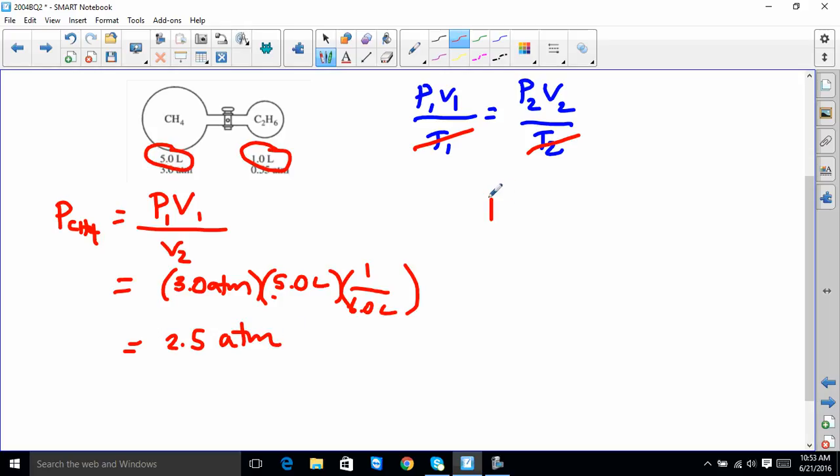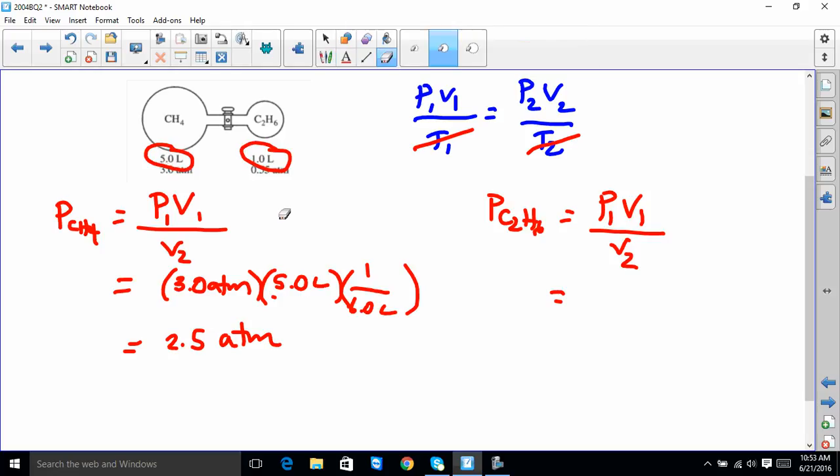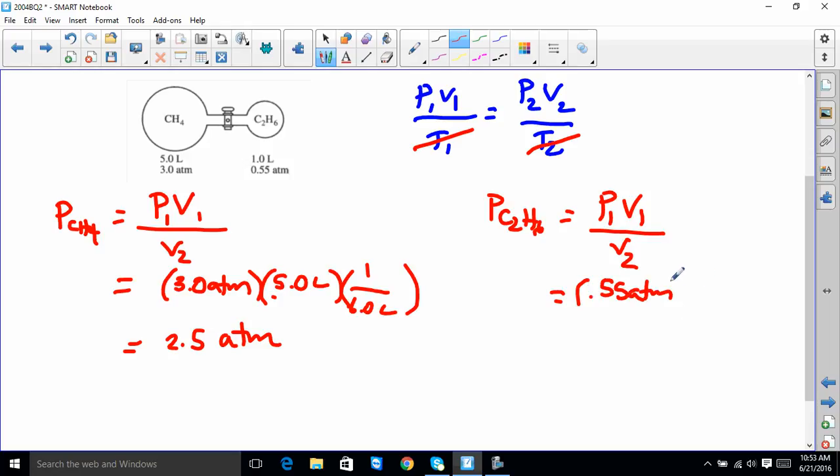Now the pressure of the C2H6 is also P1 V1 over V2. But in this case, I got to grab the eraser because I covered up my mess. So what happens is the original pressure of this guy is 0.55 atmospheres. The volume before you open the stopcock is 1 liter. And the volume after you open the stopcock is 6 liters.